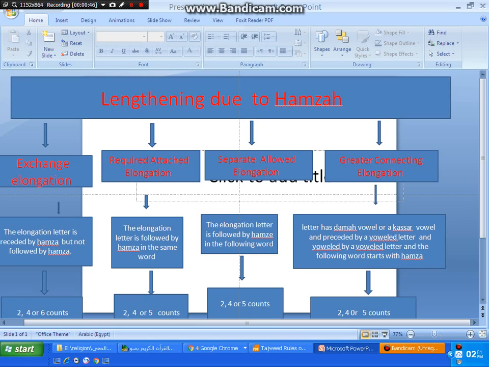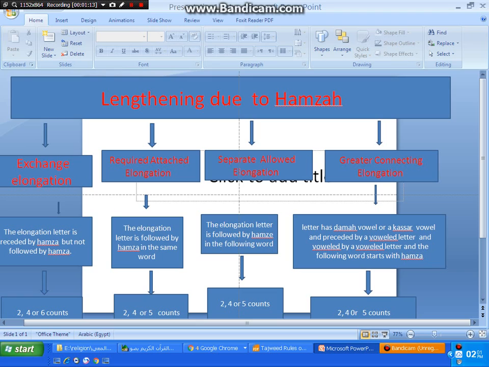exchange elongation, maddul badal, then required attached elongation, al-maddul muttasil, because Hamzah is in the same word, separate allowed elongation, mad al-munfasil, because the Hamzah is at the beginning of the second word, and greater connecting elongation, mad as-sila al-kubra. Let's start with exchange elongation, maddul badal.